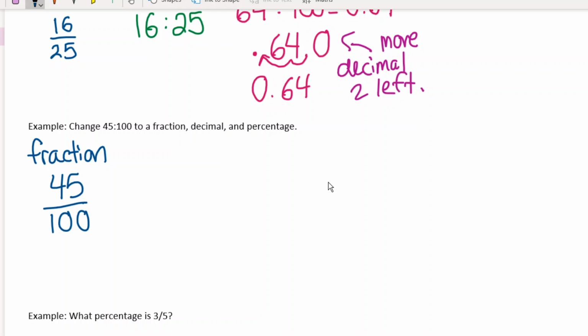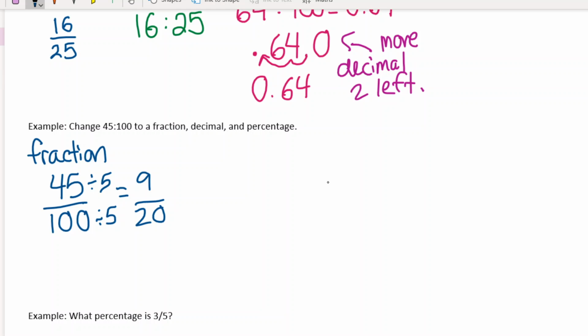And if we wanted to reduce to simplest form, we could divide both of these by 5? I do these notes live, kids. I have not figured this out in my head beforehand. 45 divided by 5 is 9. And then 100 divided by 5 is 20. And that looks pretty good to me. I believe that is in simplest form.